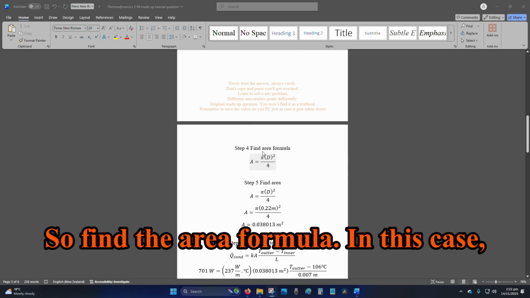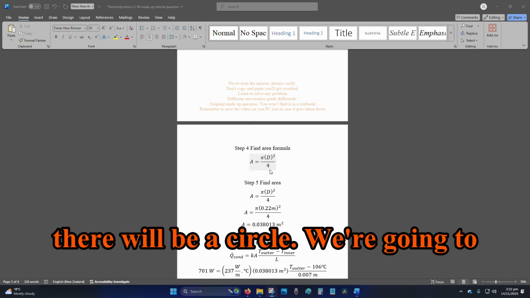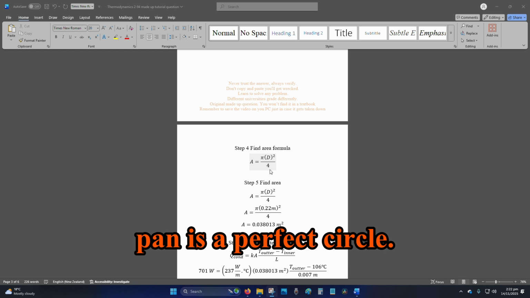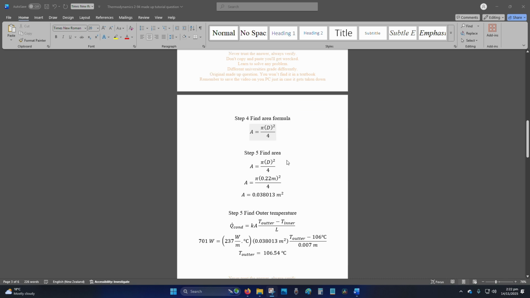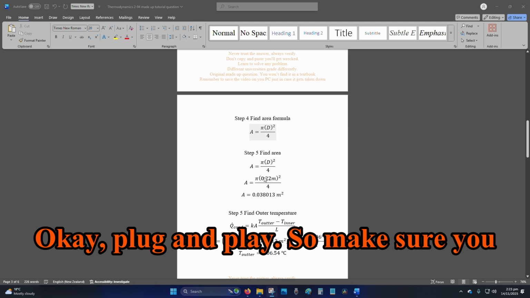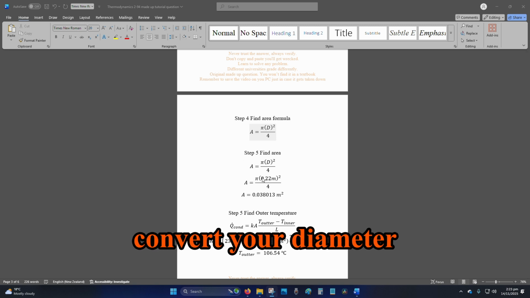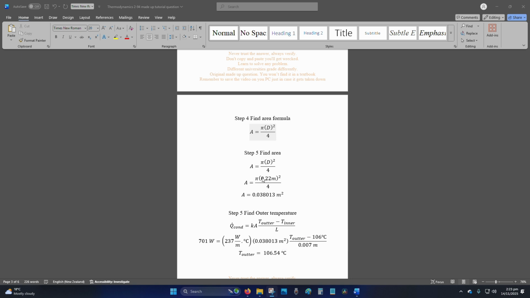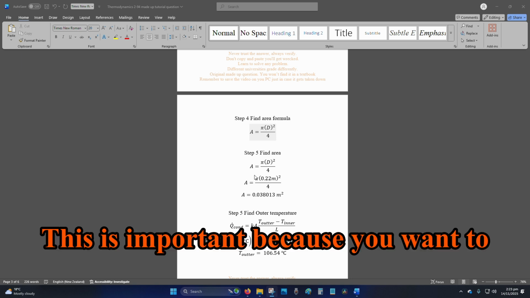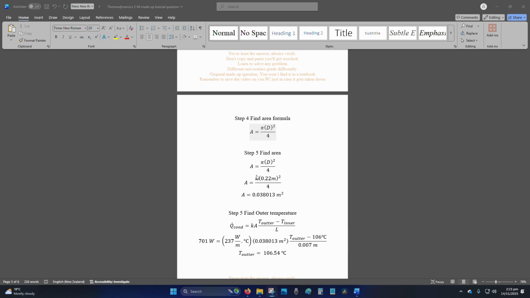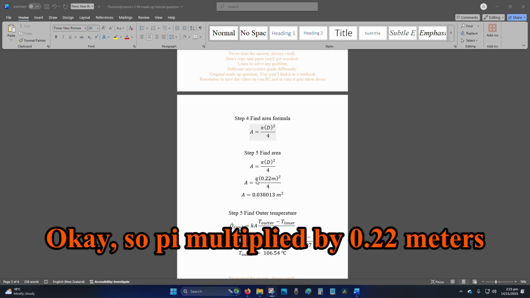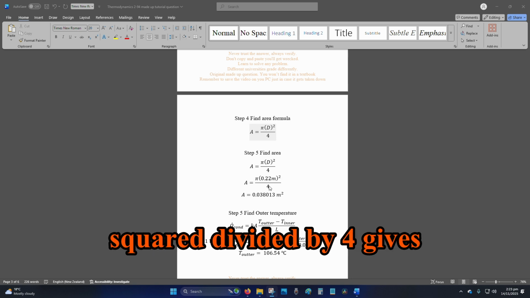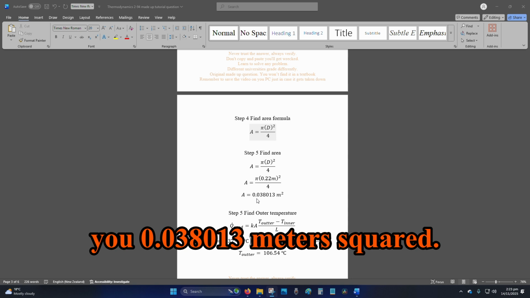So find the area formula. In this case, it'll be a circle. We're going to assume the aluminium pan is a perfect circle. Okay, plug and play. So make sure you convert your diameter from centimeters to meters. This is important because you want to cancel out your units. Okay, so pi multiplied by 0.22 meters squared divided by 4 gives you 0.038013 meters squared.